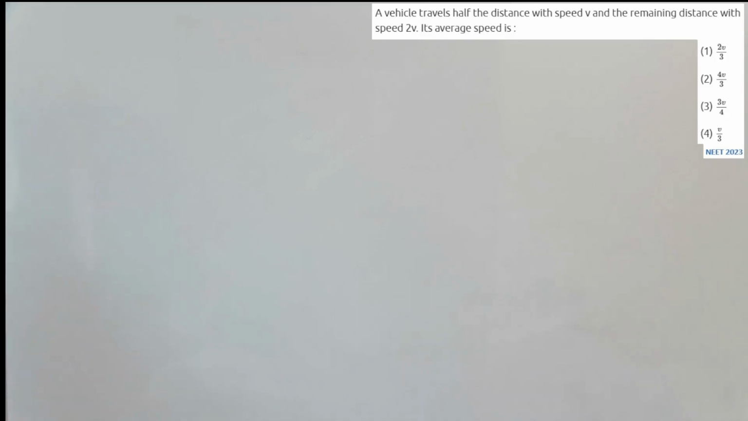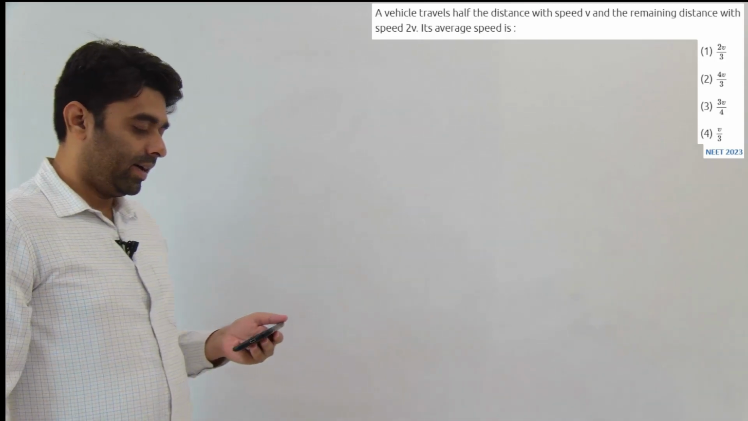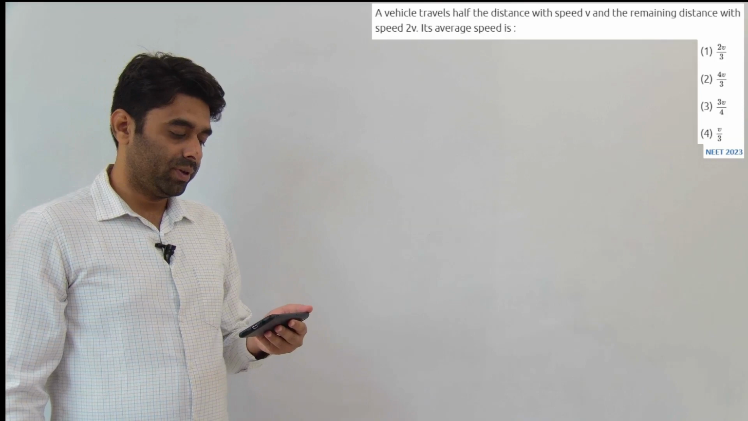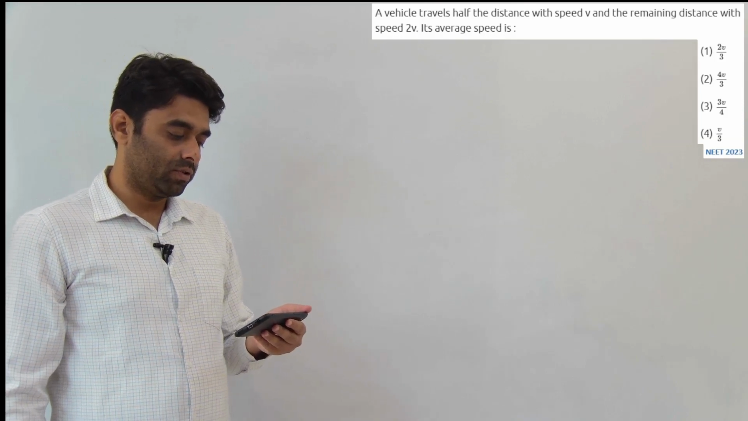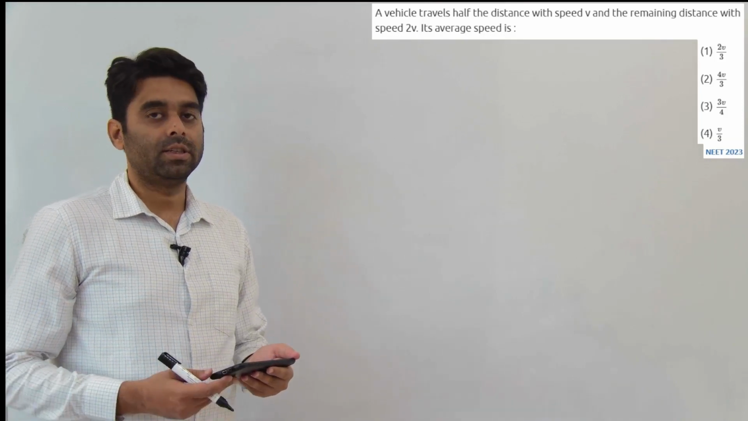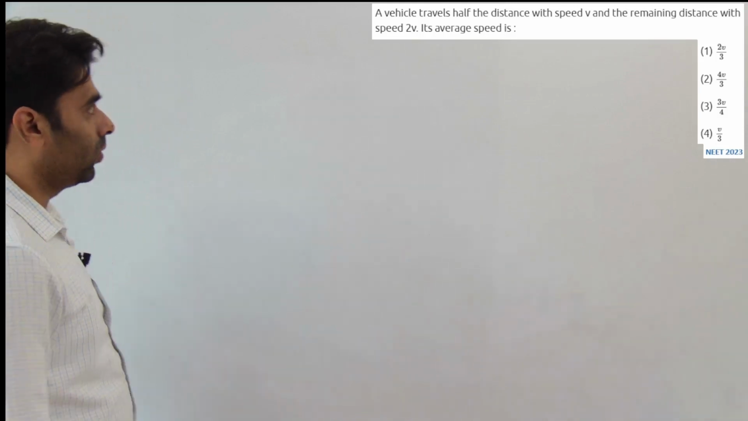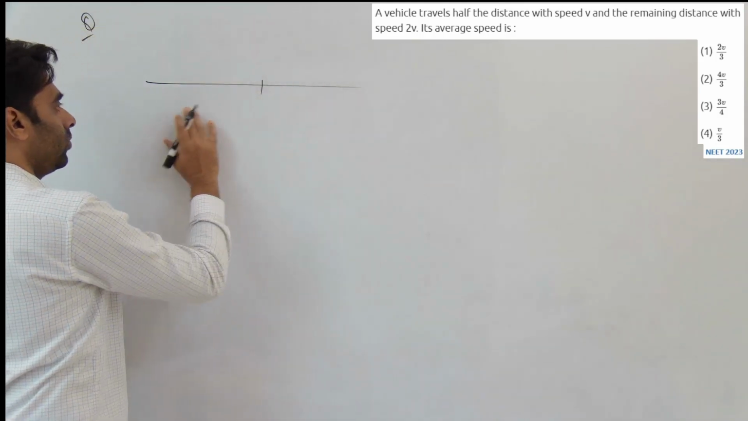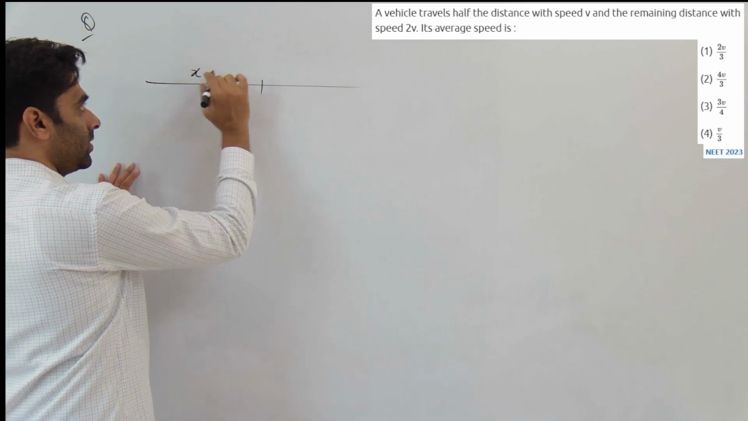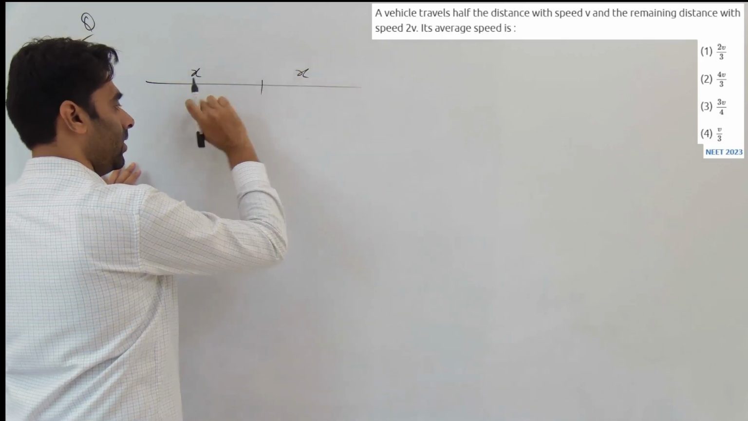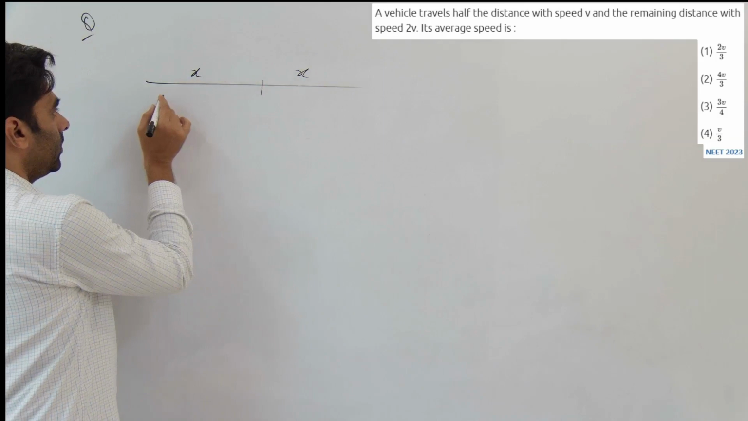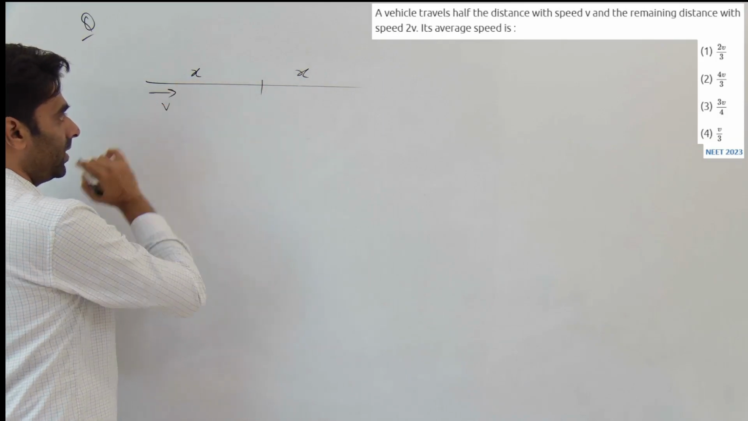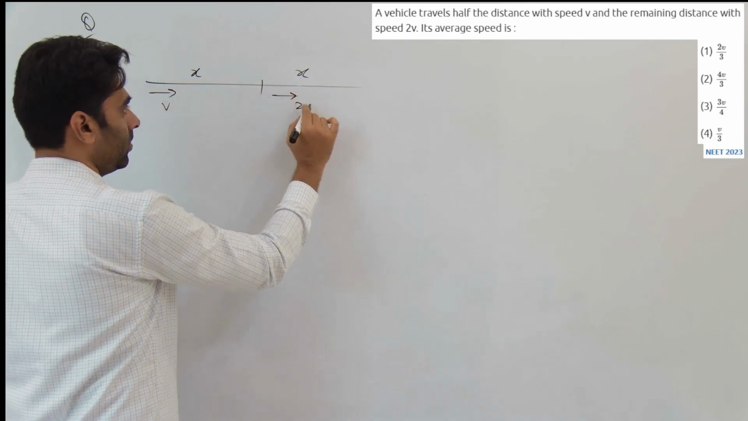So our first question says, a vehicle travels half the distance with speed v and the remaining distance with speed 2v. Its average speed is? Let us draw the situation. Half the distance, let us call this distance x, next x, okay? So x and x distance. The first half of the distance it is covering with speed v, the next half with the speed of 2v.